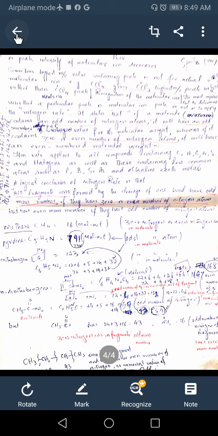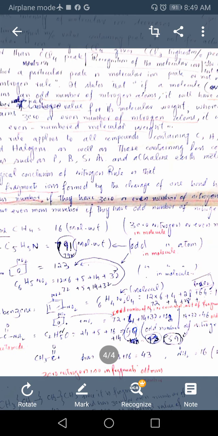Similarly, you can take another example. This is nitrobenzene. Here, how many nitrogen atoms are present? 1. According to that rule, if an odd number of nitrogen atoms are present, its molecular weight should also be odd.